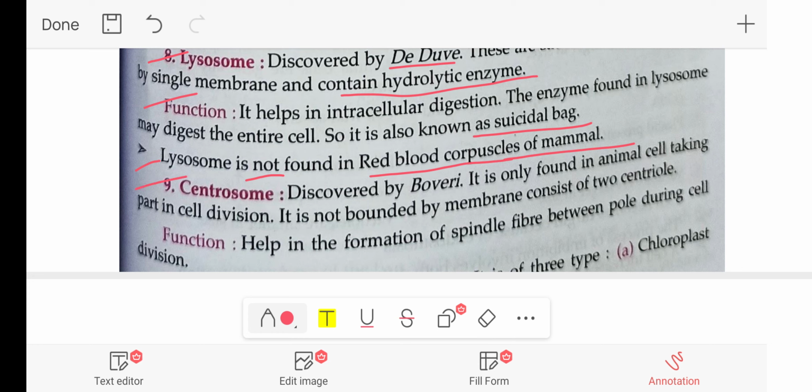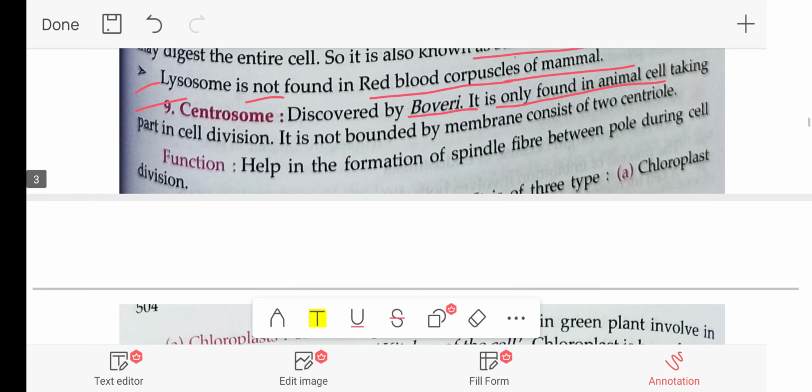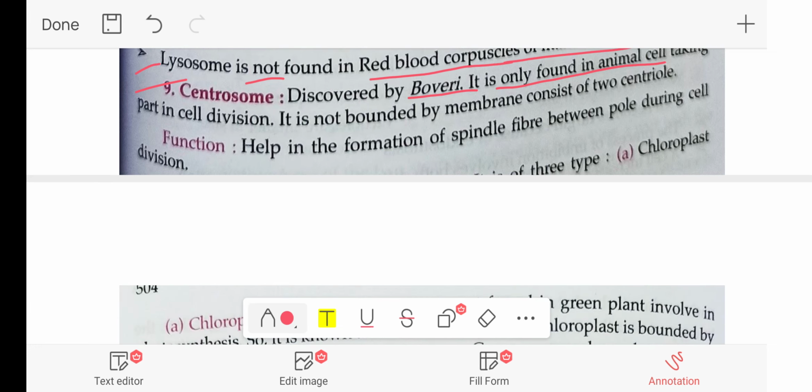Centrosome. Discovered by Boveri, it is only found in animal cells, taking part in cell division. It is not bounded by a membrane and consists of two centrioles. Function. Centrosome helps in the formation of spindle fibers between the poles during cell division.